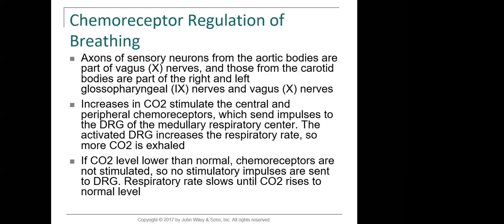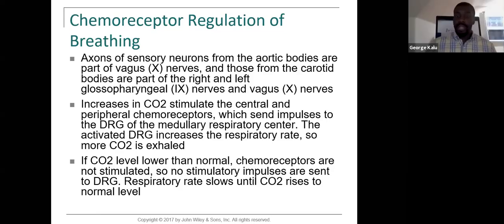When you start to increase your carbon dioxide levels, that increase in carbon dioxide will stimulate the central and peripheral chemoreceptors, which will then send information to the medullary respiratory center. When the respiratory center picks up on that increase, it's going to say, hey, we have too much carbon dioxide here. We need to increase our respiratory rate, breathe a little bit faster, so we can get this carbon dioxide out of our body. That's a way to help protect ourselves from carbon dioxide poisoning, I guess.